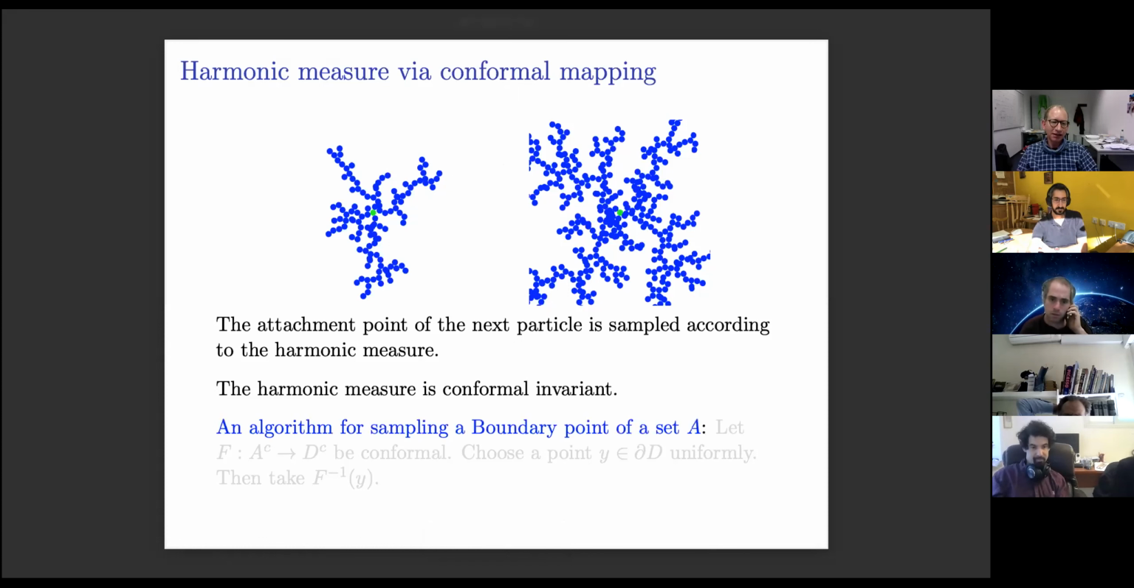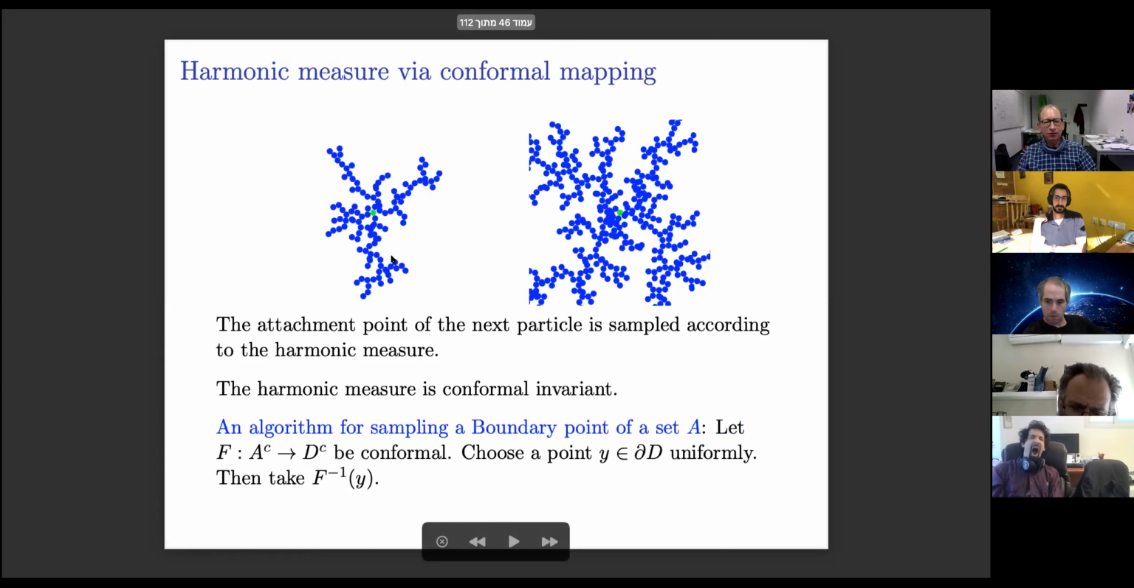So here's an algorithm. It's not a practical algorithm, but a thought algorithm for sampling a boundary point of the aggregate of any set A according to the harmonic measure. So let F from the complement of my set A to the complement of the unit disk be a conformal map, some conformal map. Then choose a point Y on the boundary uniformly. Why uniformly? Because for the disk D, the uniform measure is the harmonic measure. So choose a point uniformly on the boundary of the disk, and then take F inverse of this point Y, provided that this makes sense, right? You need a conformal map that somehow extends to the boundary. So this would be an algorithm for sampling a boundary point of a set A.